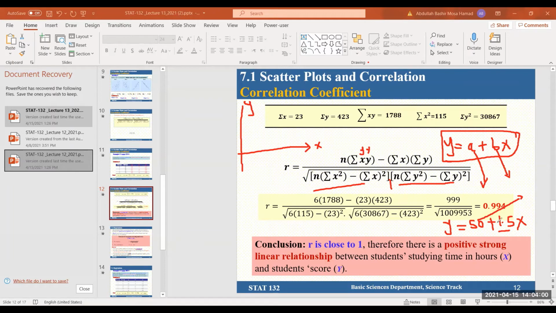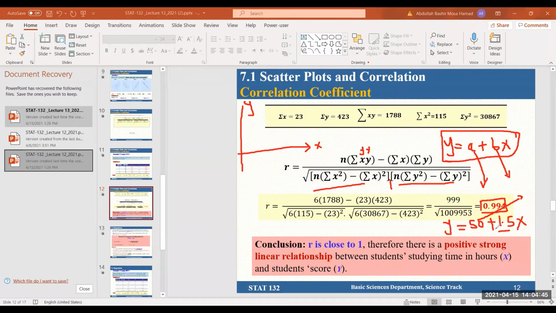And always, the sign of the slope is the same as the sign of r. If r is positive, this should be positive. If r is negative, this should be negative. So the sign of the slope gives us the direction of the relation. If this is positive, I know the direction is positive. If this is negative, I know the direction is negative, but I cannot know the strength of the relation. I don't know if it is moderate or strong, but I know it is positive. Why positive? Because the slope is positive.